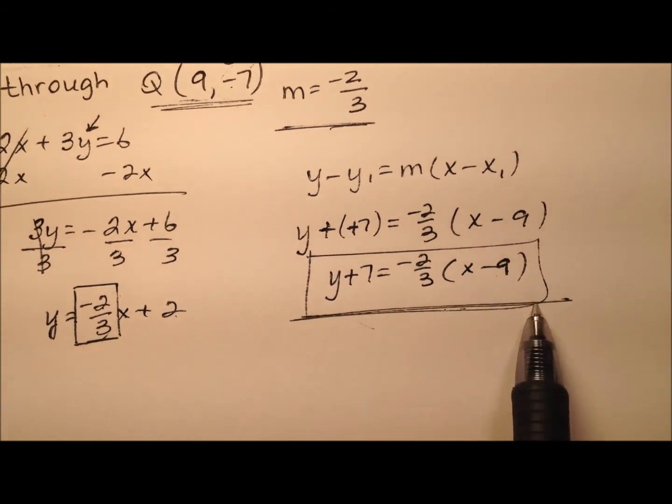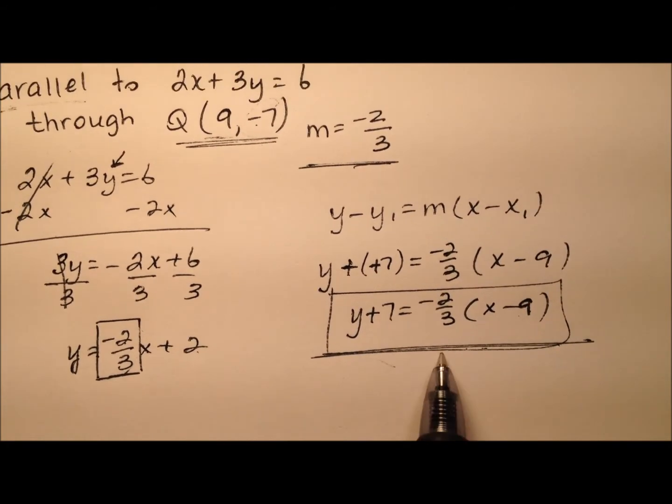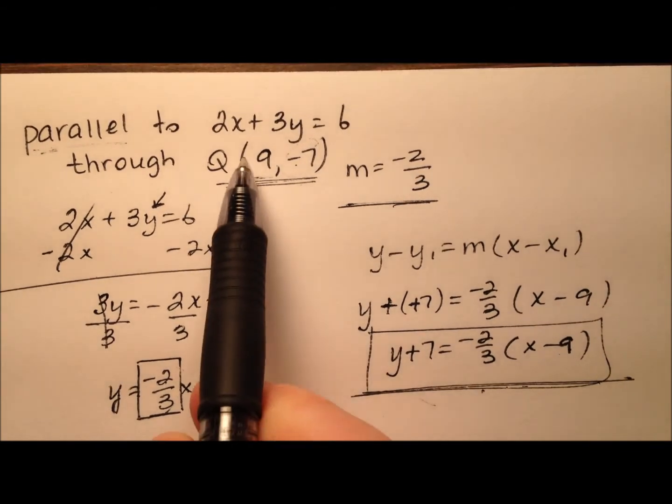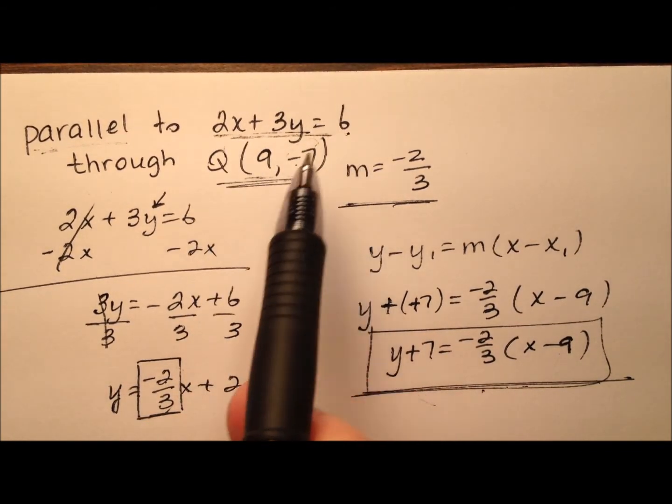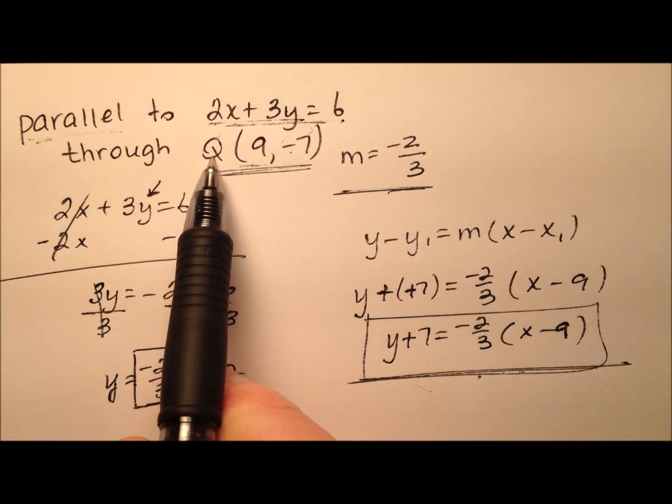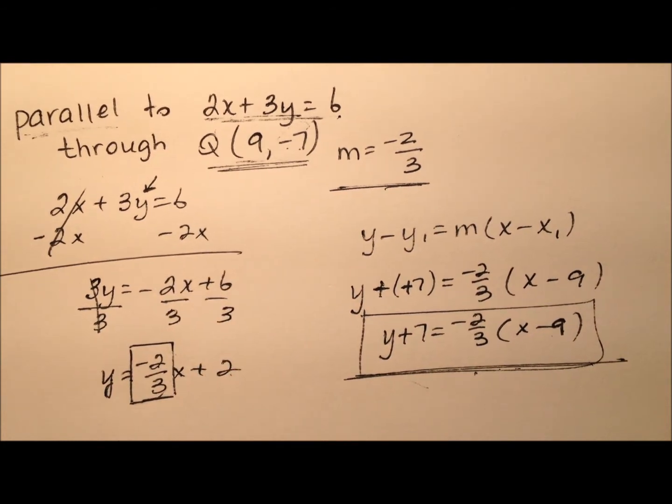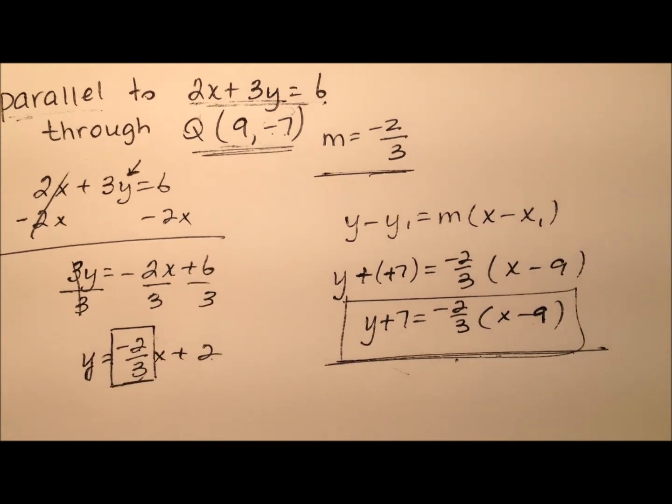Okay, so here is the first equation that I want to write, and this is the equation of the line that's parallel to 2x plus 3y equals 6, but it passes through this point Q, (9, -7). I also want to go ahead and write this equation in slope-intercept form.